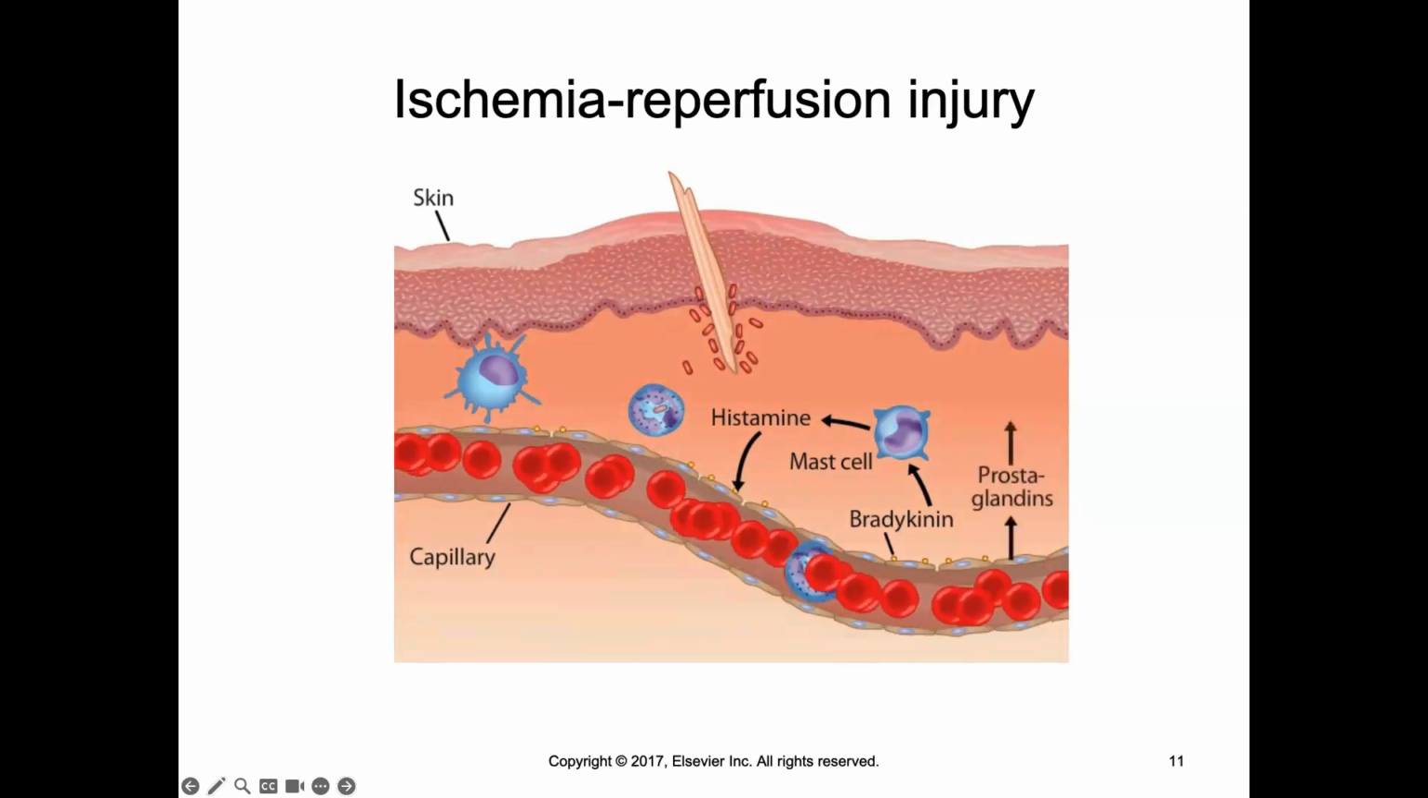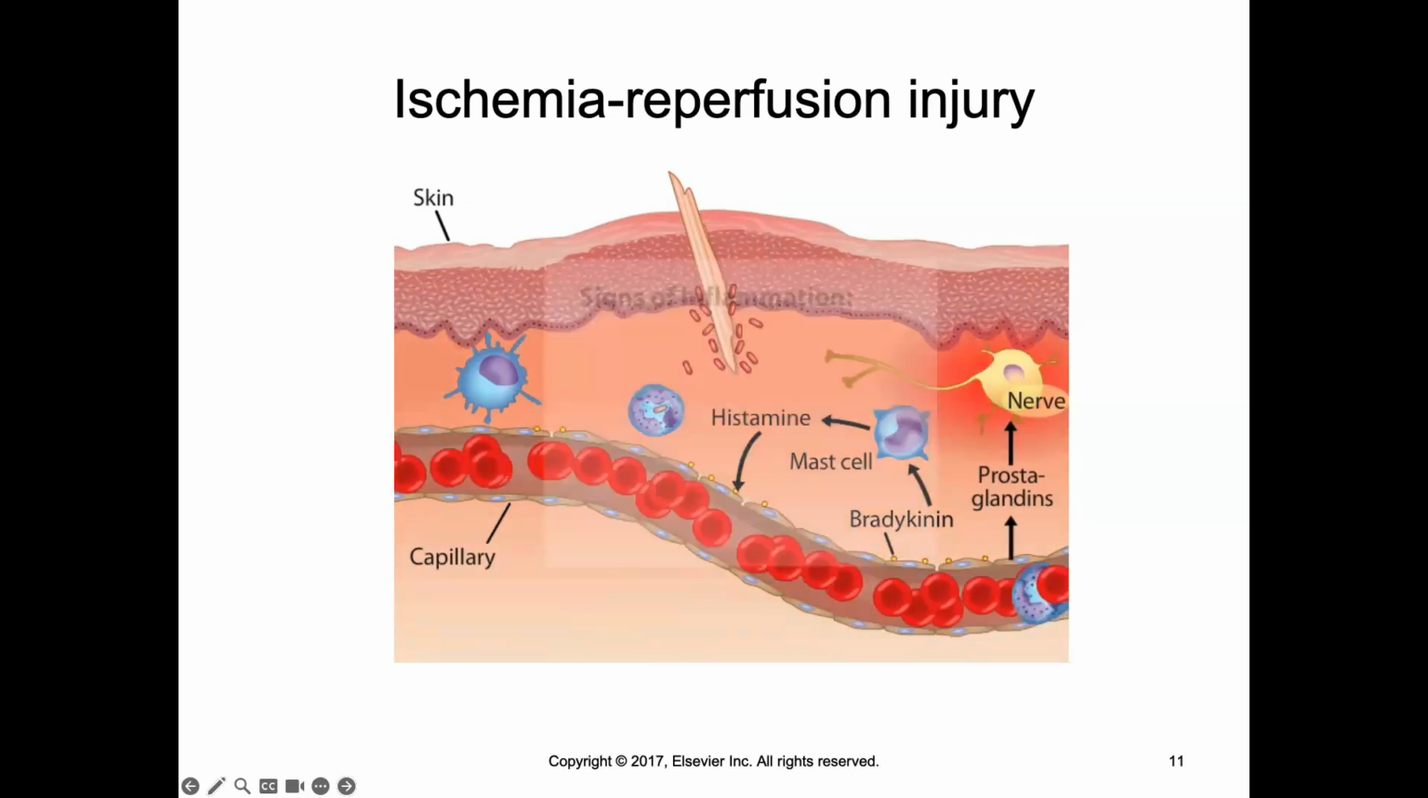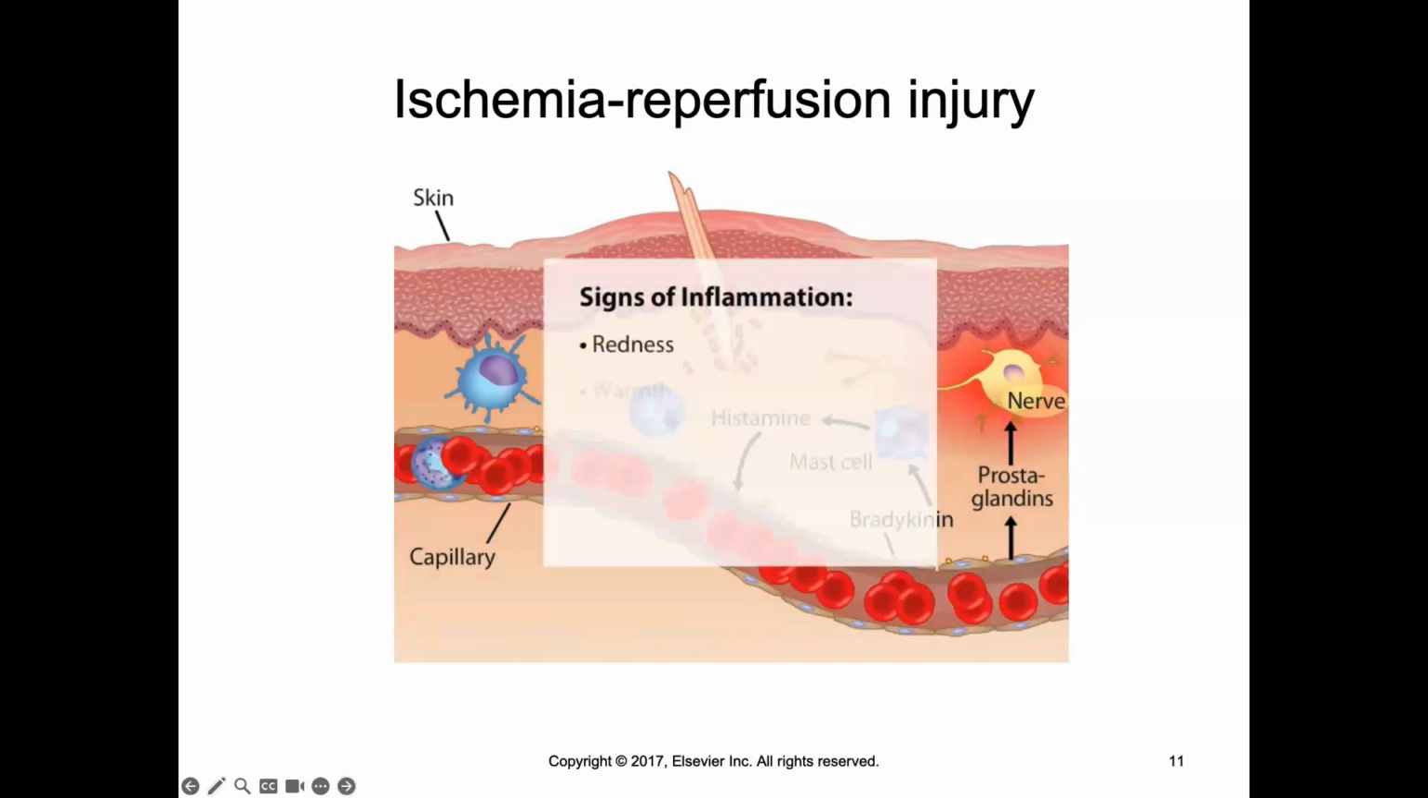Prostaglandins stimulate nerve endings, causing pain, which draws awareness to the infected area. The 5 cardinal signs of inflammation are redness, warmth, pain, swelling, and altered function at the affected site.